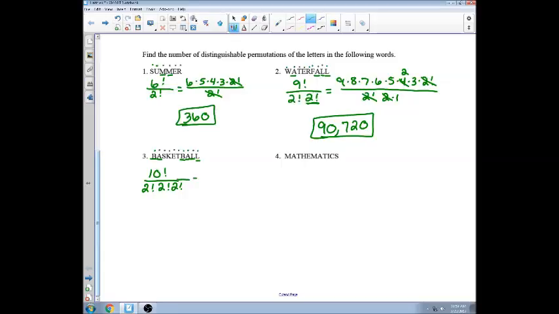So here what I'm going to do is write this out. So it'll be 10 times 9 times 8 times 7 times 6 times 5 times 4 times 3 times 2 factorial.